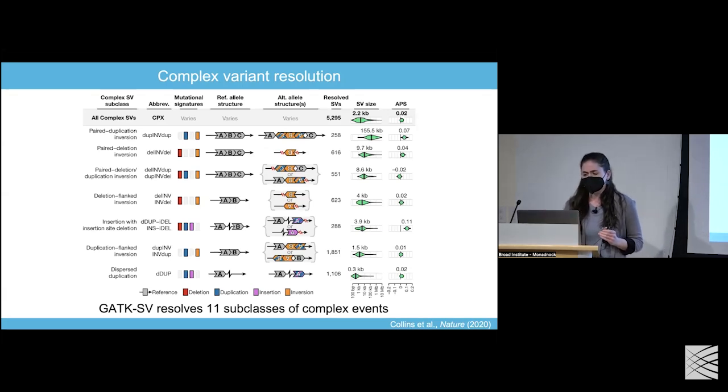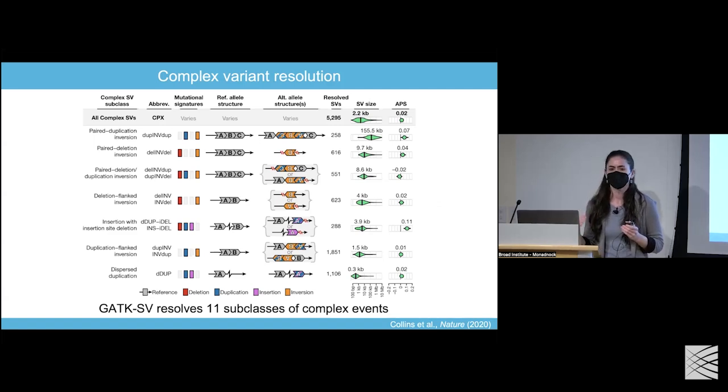The next step is complex variant resolution. A complex structural variant is one that has more than one SV signature. An example would be a duplication and an inversion together. There are many different ways that complex SVs appear in the human genome, but GATK SV specifically resolves 11 subtypes of complex SVs, which are shown here.